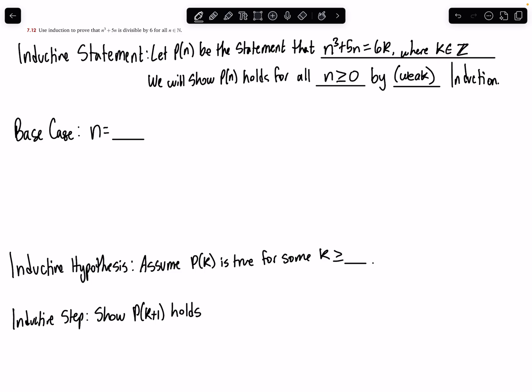Okay, since we're saying for n is greater than or equal to 0, our base case should be the first case, which is n equals 0. The way we prove this is we just plug it in. Well, we said P of n is P, so in this case, P of 0 is the statement that n cubed, so in this case 0 cubed plus 5n, 5 times 0 equals 6k, where k is an element of the integers.